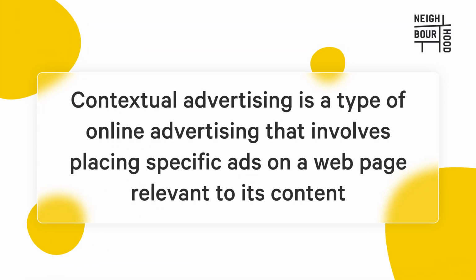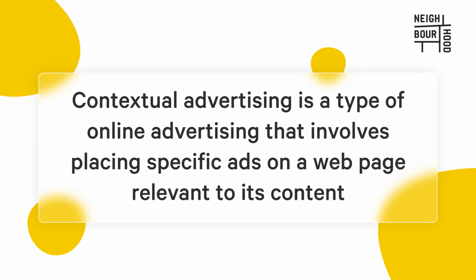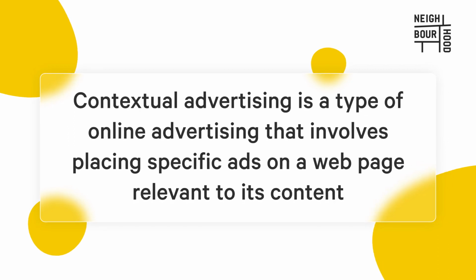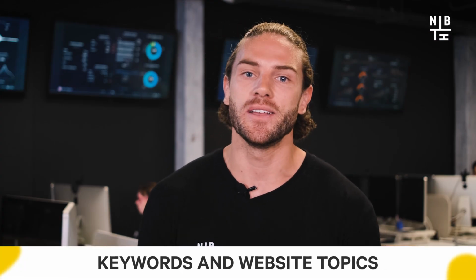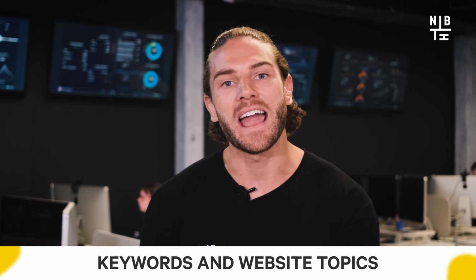Contextual advertising is a type of online advertising that involves placing specific ads on a web page that's relevant to its content. For example, if you're visiting the style section of the New York Times website, you're probably going to find ads for clothing, shoes, or accessory brands. Contextual advertising takes place with the help of contextual targeting on an ad network such as Google Ads. It allows you to target specific audience segments based on parameters like keywords and website topics, while providing ad content that's optimized for every segment.